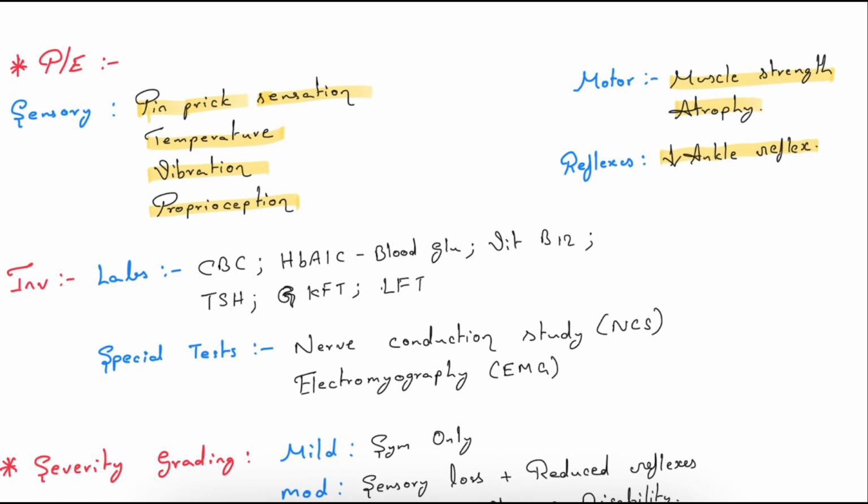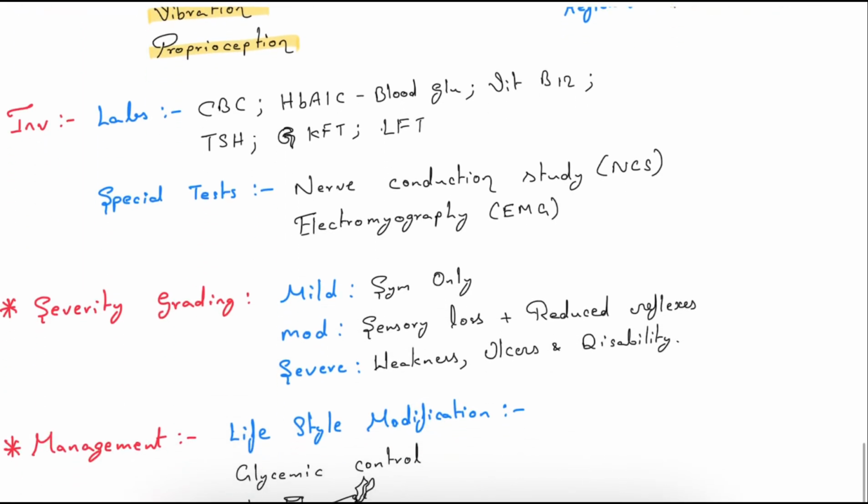Then the reflexes will be reduced, so the ankle reflexes will reduce. Next we can do investigations. What are the tests we have to do in investigation? First of all, labs. In labs, first the CBC, the complete blood count. We have to check for anemia and infection.